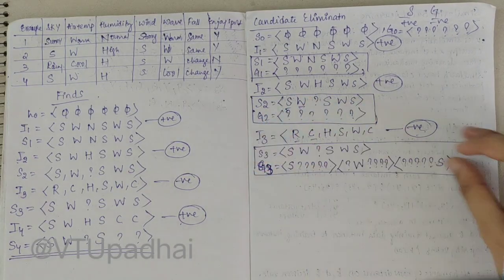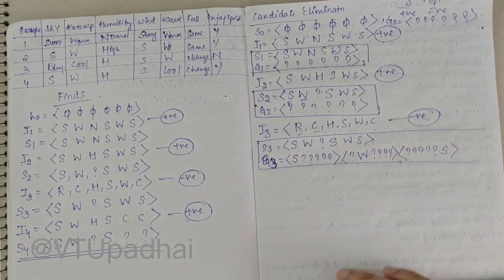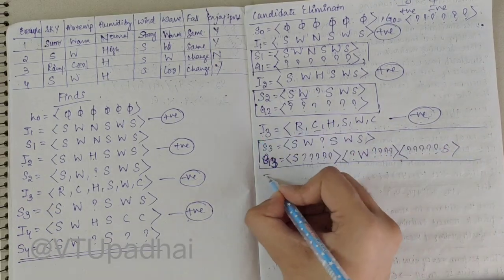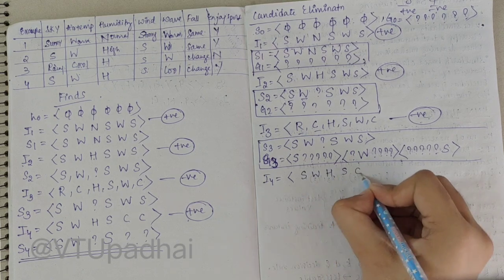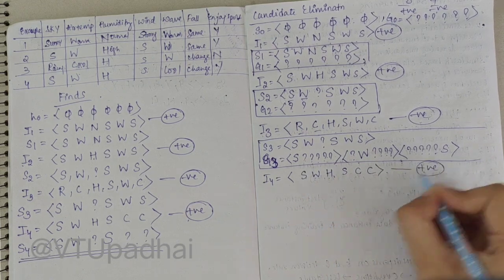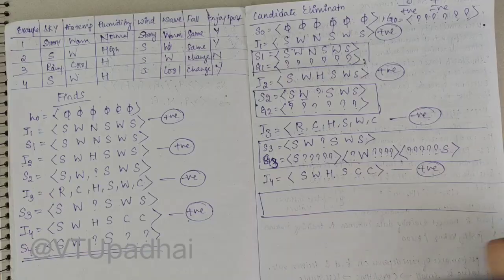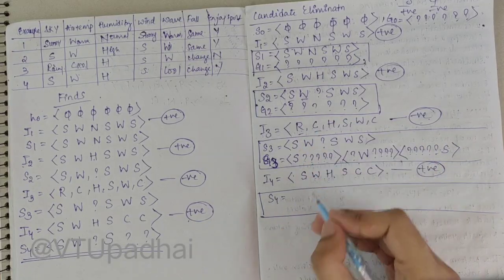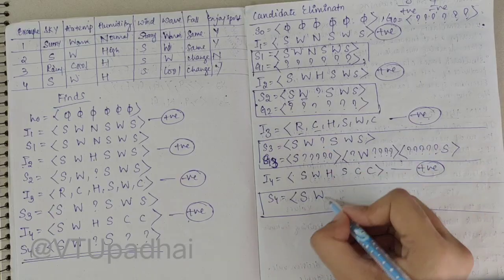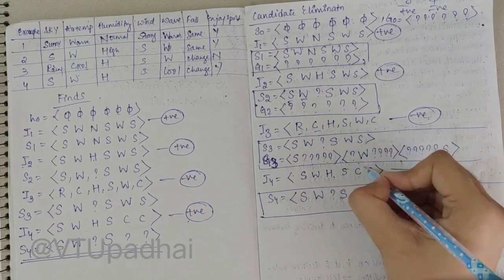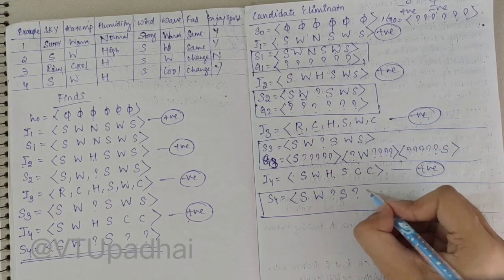Okay, I hope you have understood this step. Even in the previous question, I hope you have understood this step. I'm done with I3. Now I have I4. I'll update the I4 value, that is SWH SCC. This has a positive instance, so I need to update the S4 value. So compare I4 and S3. When I compare S and S, I'll put S itself, W and W, W, question mark and H, question mark, S and S, S itself, W and C, question mark, and S and C, question mark again.